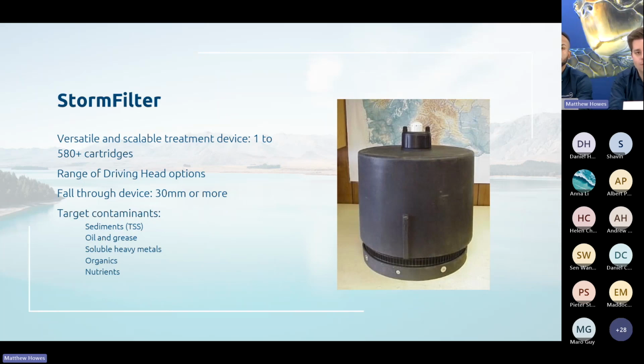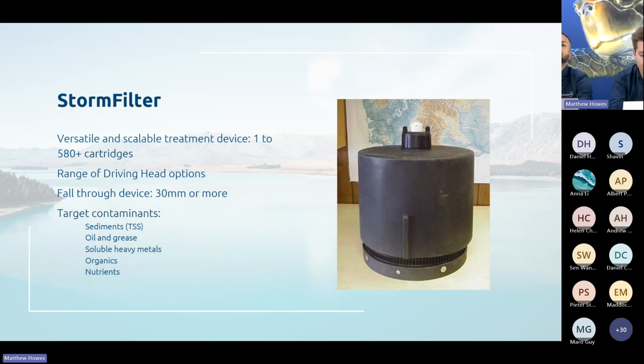The target contaminants with the StormFilter: we spoke about sediments, using perlite for TSS. There's oils and grease that we get if they're attached to the sediment. Depending on the media, there's soluble heavy metals, organics, and nutrients as well. So there's quite a range of contaminants that we're getting with the StormFilter.